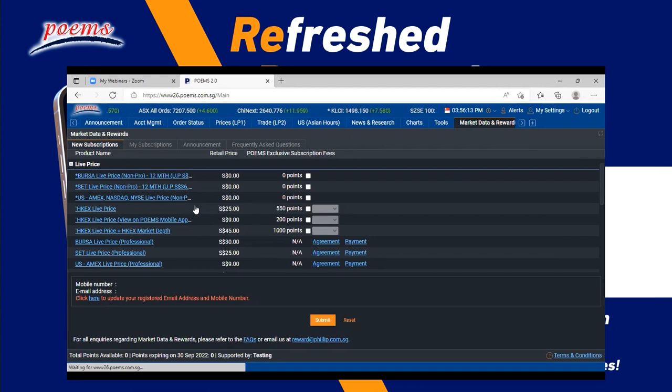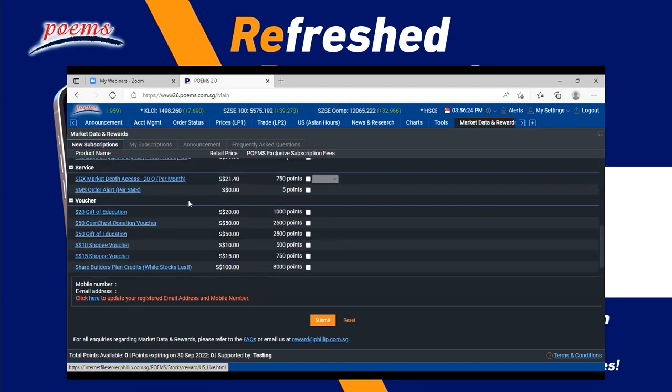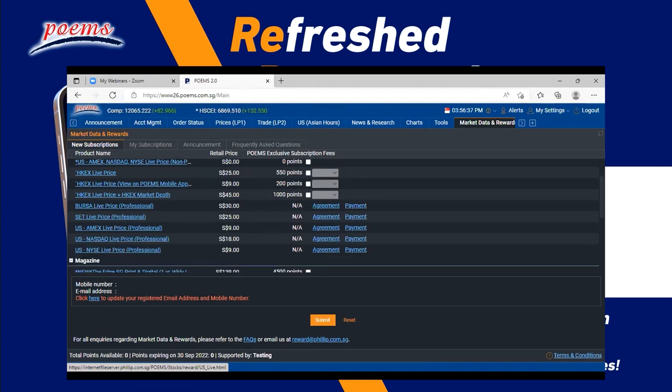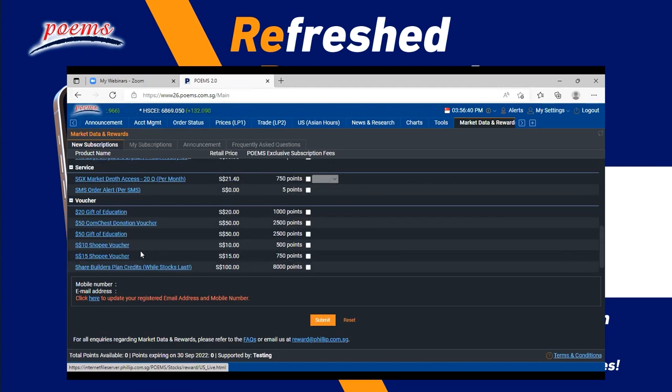Then you can subscribe for different products such as the live price, or if you want a magazine to subscribe to. You can use the points to subscribe, or otherwise you need to pay the retail price to subscribe. The most popular rewards available right now, I believe, will be the Shopee voucher, as well as the market depth. So you can go for the Shopee voucher if you're interested, and utilize the points, because the points are given for free based on your trading transactions.